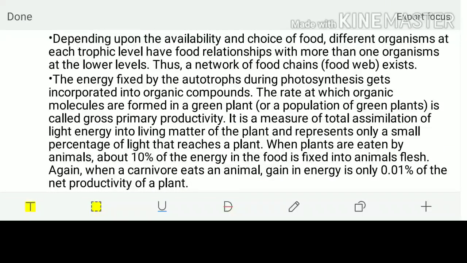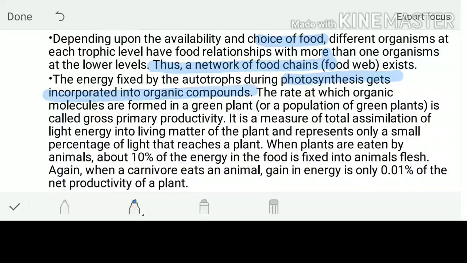Now the energy and the food chain are also there. Depending upon the availability and choice of food, different organisms at each trophic level have more than one organism at the lower level. So they form a network of food chains, like grass to deer to lion, even grass to deer to tiger, grass to rabbit to wolf, and so on. Now the energy fixed by the autotroph during photosynthesis gets incorporated into organic compounds, and ultimately it is transferred to the next trophic level, which means from producer to primary consumer, from primary consumer to secondary consumer, from secondary to the top carnivore and so on.